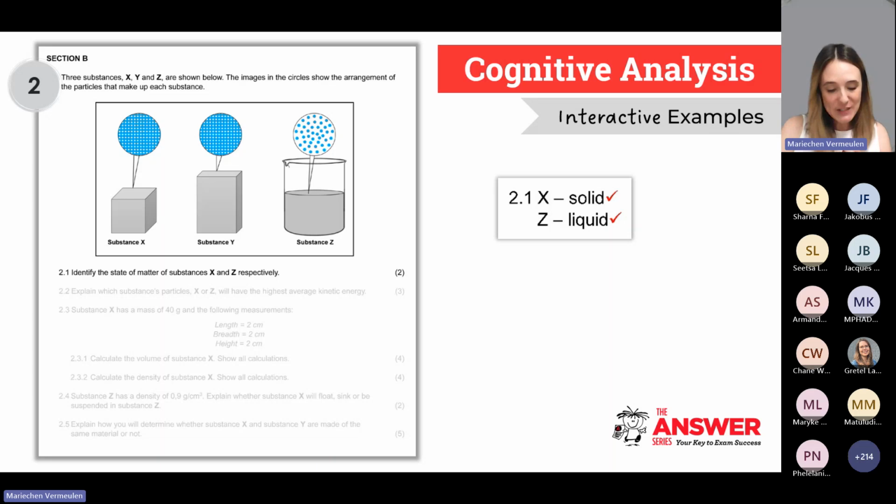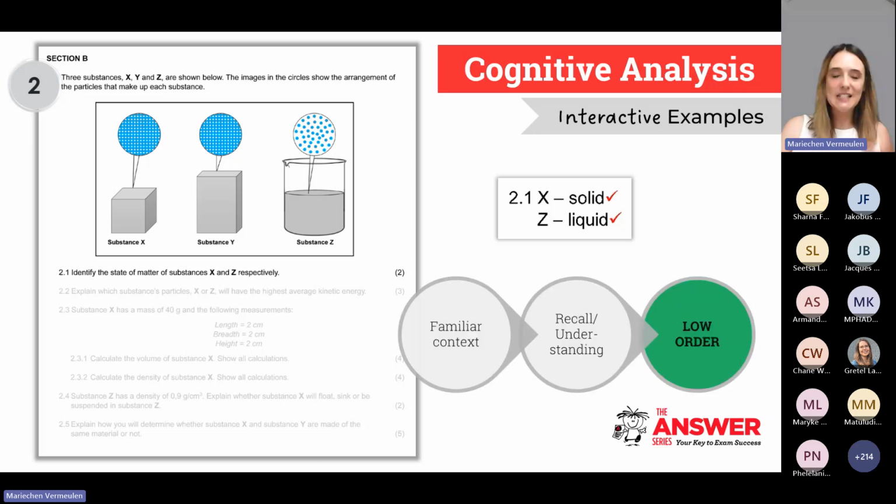Right, we have about 46 responses so far, with 86% leaning towards low order, 8% middle order, and 4% higher order. So I think we can call this one. This is a lower order question, ladies and gentlemen, because it is a familiar context.